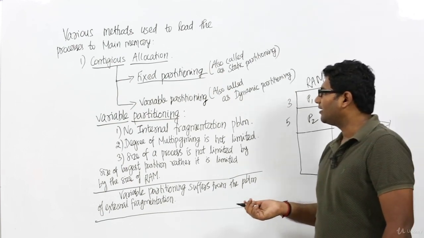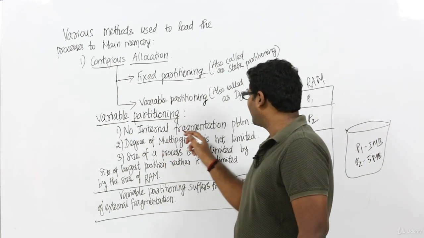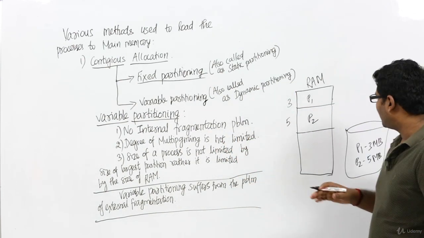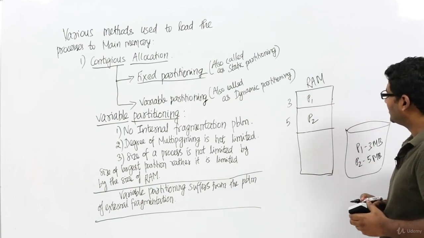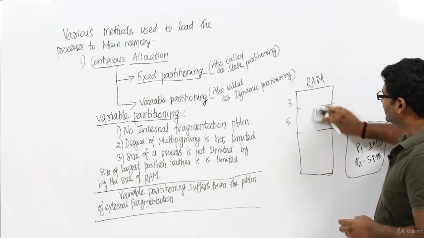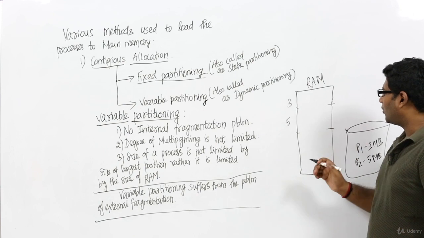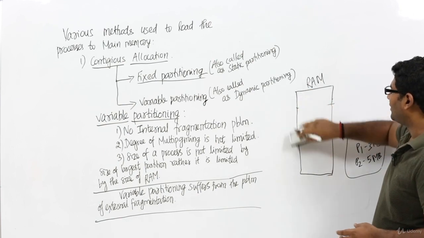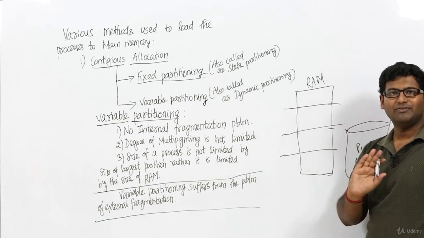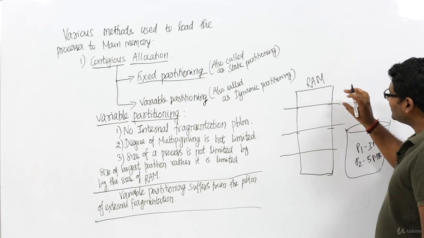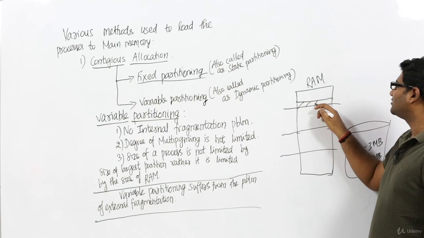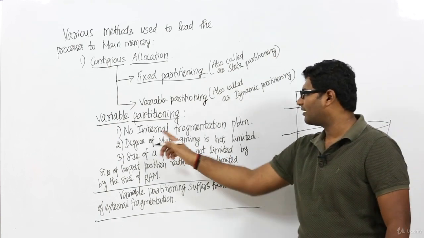One simple thing you can understand from this is there is no internal fragmentation problem. What is meant by internal fragmentation? In fixed partitioning, it happened because we partitioned the RAM into fixed size partitions, and we said that the partition size will never change. If the size of the process is less than the size of the partition, the remaining space is going to get wasted. That is what we called internal fragmentation.